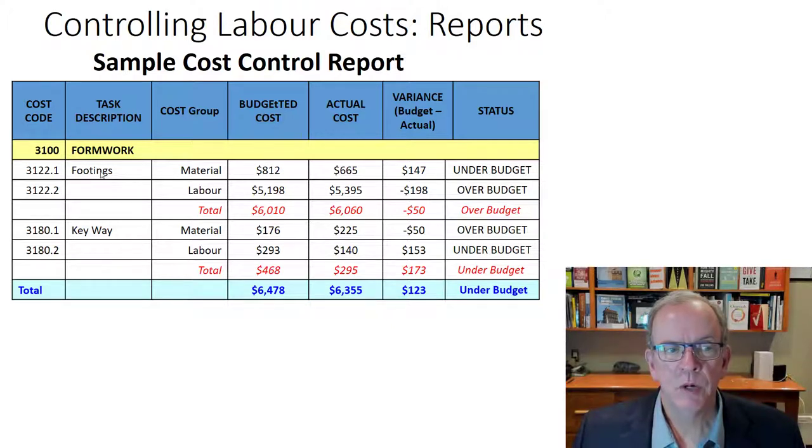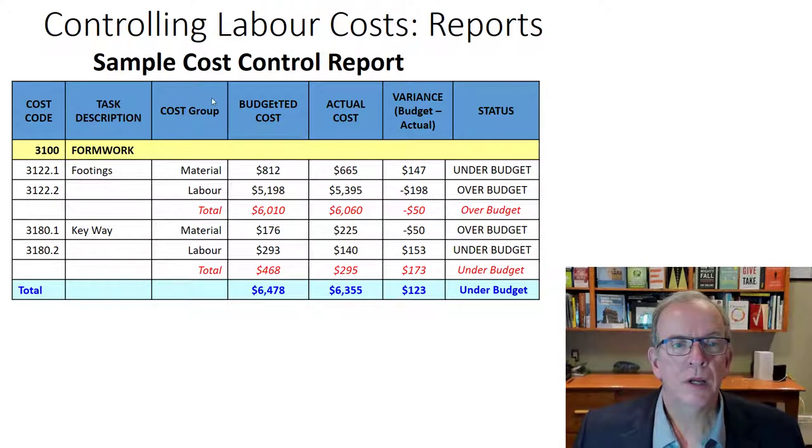In this case, we're monitoring footings, and we've broken it down into material and labor. I'll go from left to right: our cost code, our task description, so we understand what it is that we are actually monitoring. If we're doing it from a loading of a schedule, we can have that in alignment with each other.